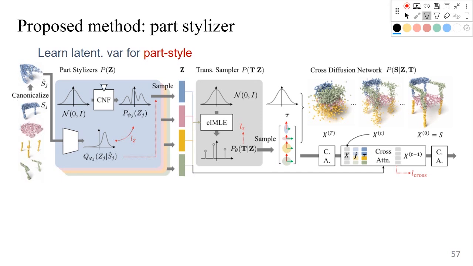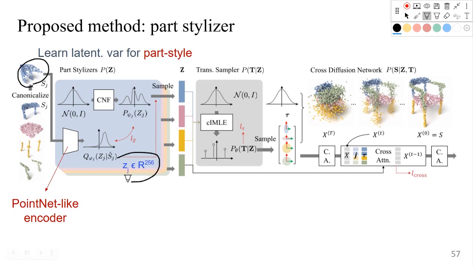And then after we have the canonicalized version of every part here, we will compute the global feature, the latent variable, with the embedding dimension 256 here. We use the PointNet-like encoder. We also already discussed this in this video series. If you are not familiar, you can review the previous video section.